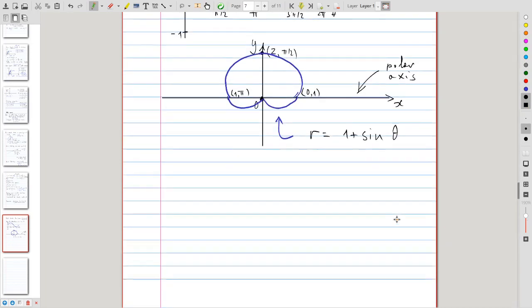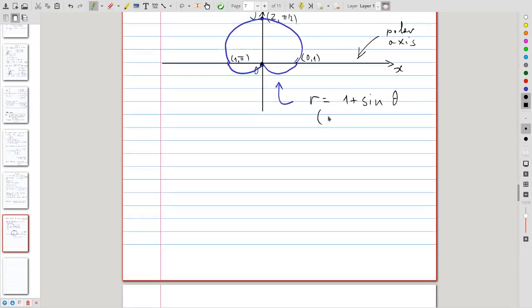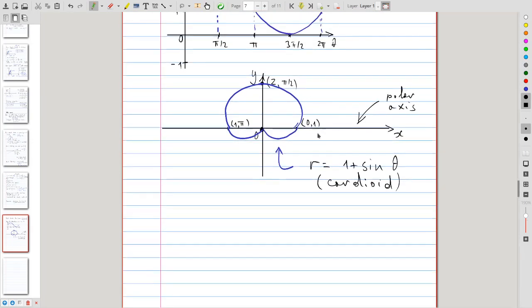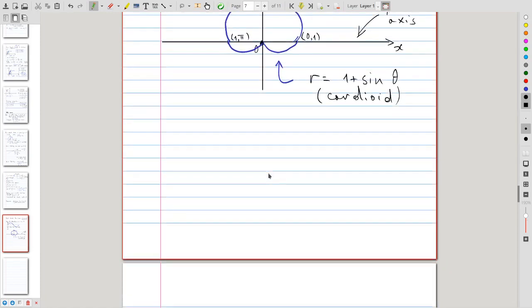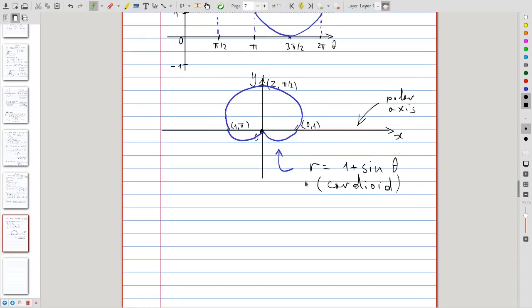And so this curve, in fact, has a name. It's called a cardioid, apparently because it somewhat resembles the heart shape. I guess if you look at it upside down or squint your eyes enough. Now, another way to define this curve, a purely geometric way, is the following.